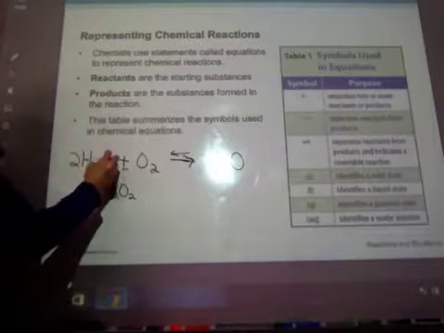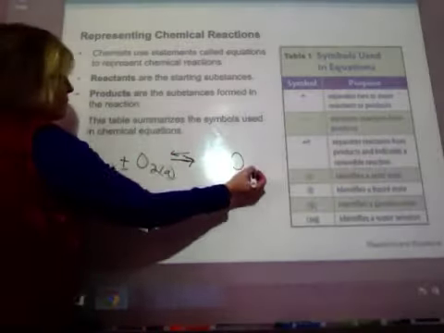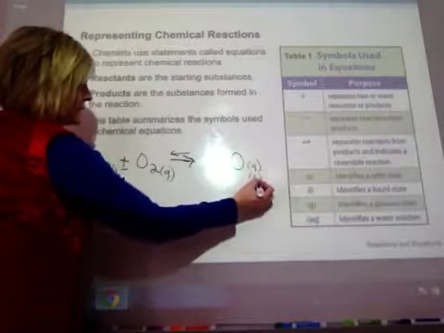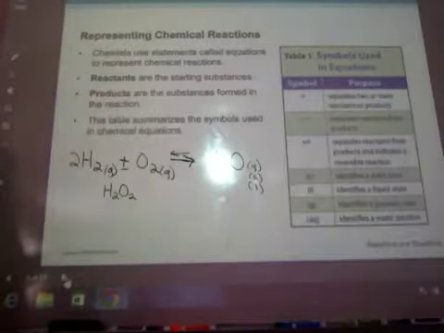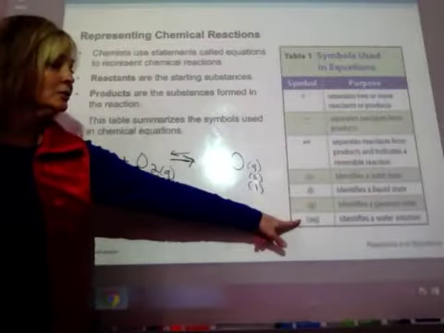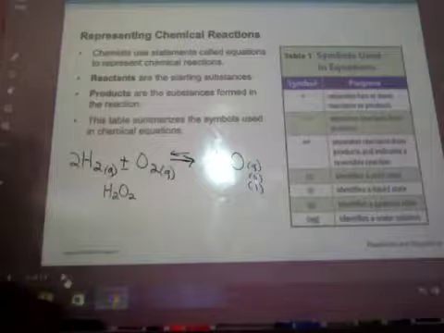Hydrogen is a gas. G stands for gas. Oxygen is a gas. Water can be a gas, it can be a solid, or it can be a liquid, depending on what state it is in. And then the last one, AQ, means that it's been put in water.